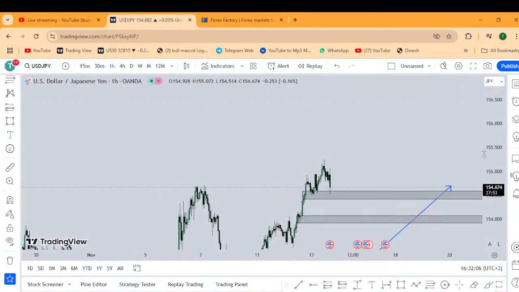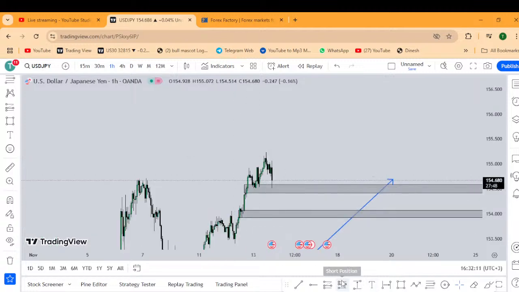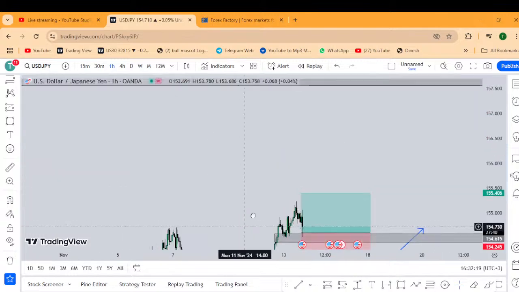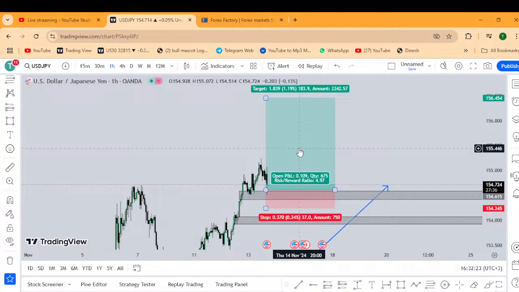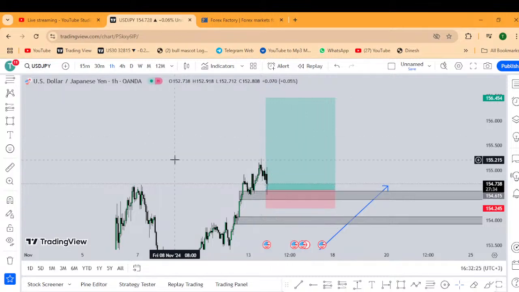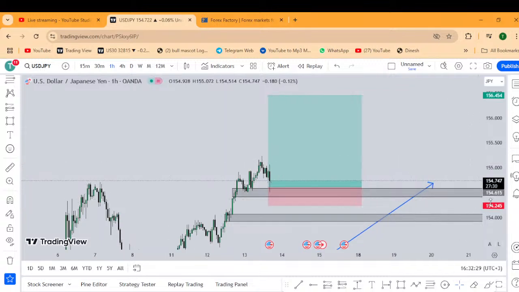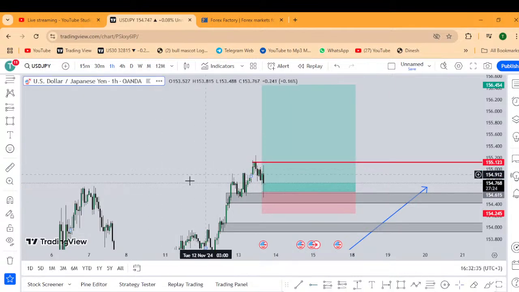So this is the simple setup I will give you guys. I'll still go long on our first entry, and I'll put my stop loss behind here. That's my stop loss there. I'll just give it a risk to reward of 1 to 4. That's what I have for you. So the zone has been respected, so this would be my first TP. Take profit 1 would be there.